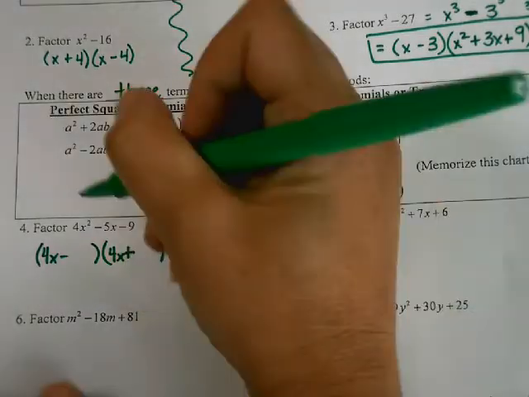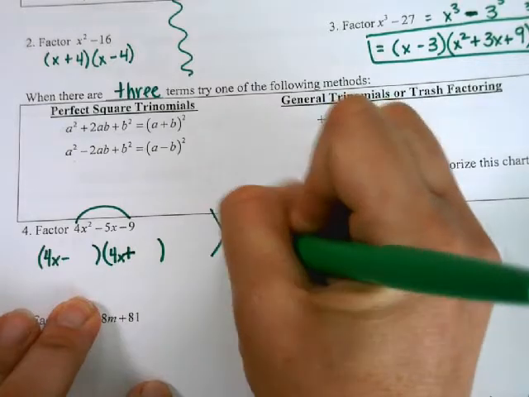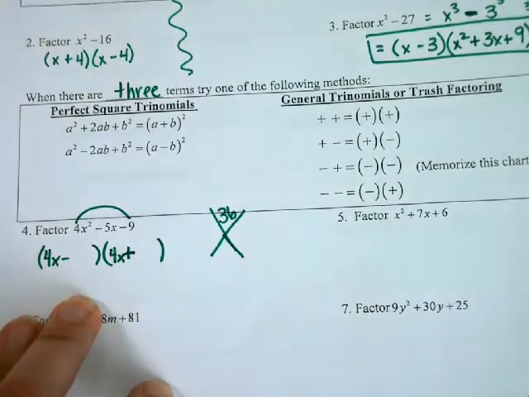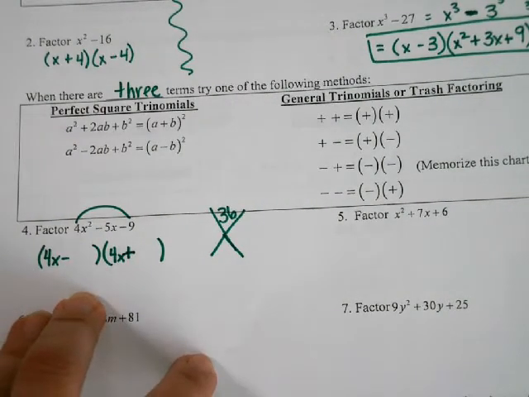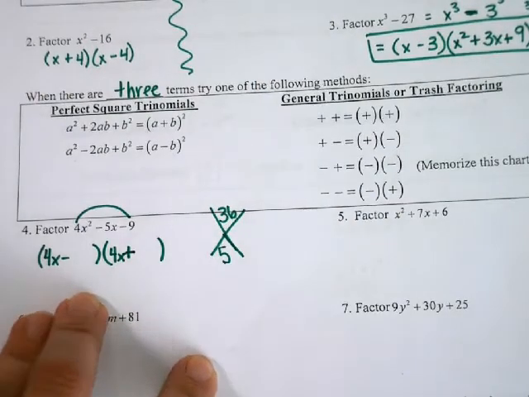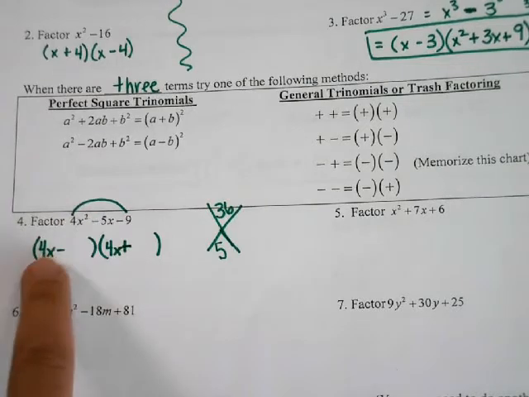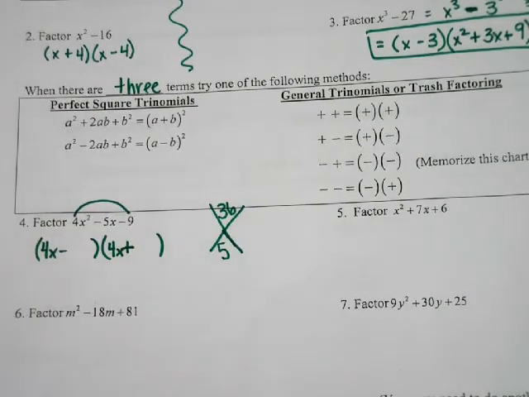Okay, the next thing I'm going to do is multiply 4 times 9. What's 4 times 9? 36. Okay, now I'm going to show you your little xy thing. I want 2 numbers that when I multiply them I get 36, but I subtract them and I get 5, my middle term here. Now, it says negative 5 there, but my sign chart's going to take care of figuring out the signs for me. So give me 2 numbers that multiply to 36 and subtract to give you 5.